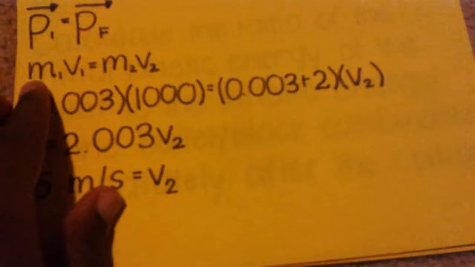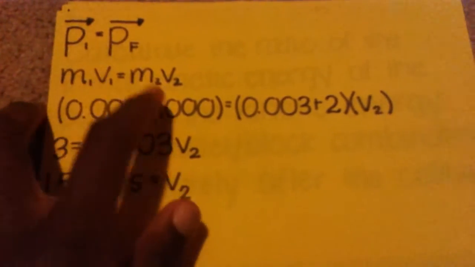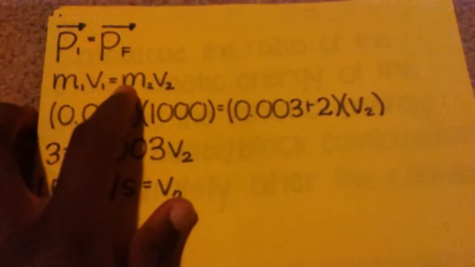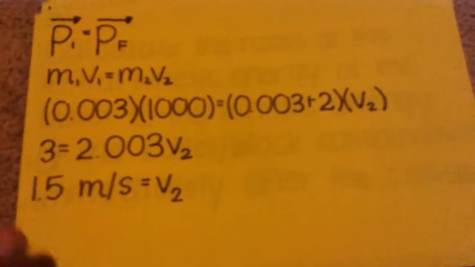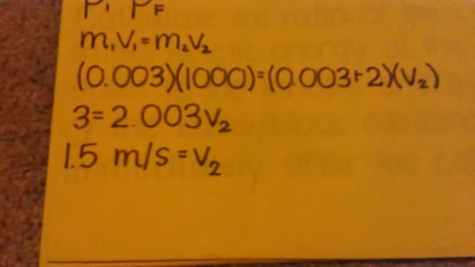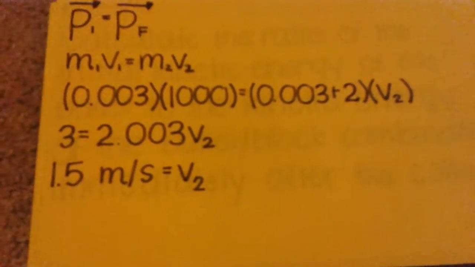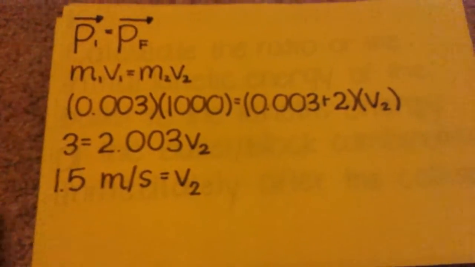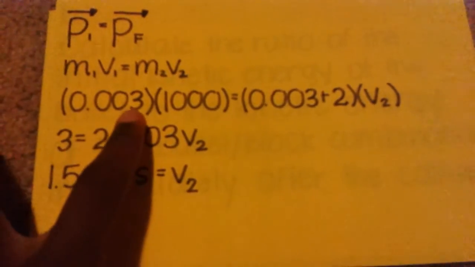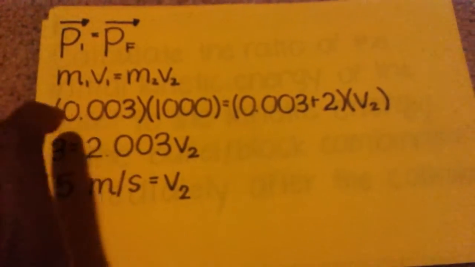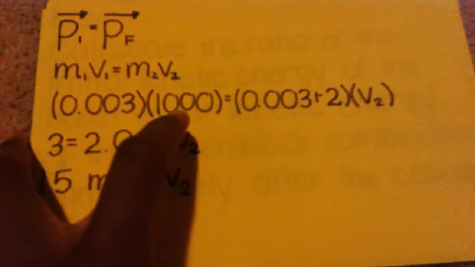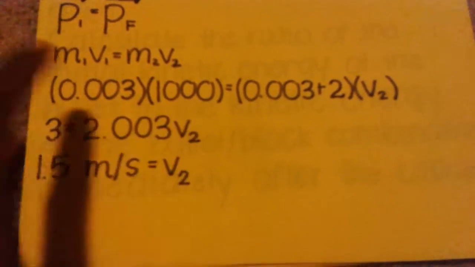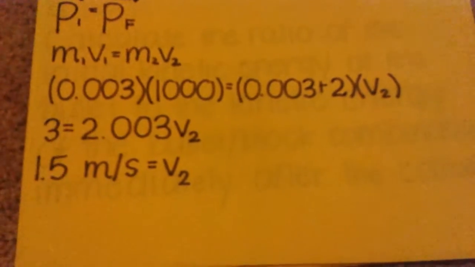Thus, we can replace P with m1 v1 and m2 v2, standing for the masses and velocities before and after the collision. Before the collision, there's only one object moving, and that is the bullet. It has a mass of 0.03 kilograms, so that's why we plugged in 0.03 for m1. It also has a velocity of 1,000 meters per second, and that's why we plugged it in for v1.